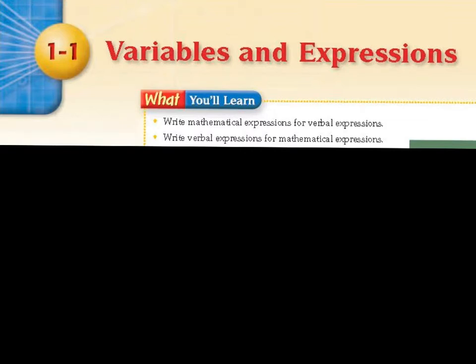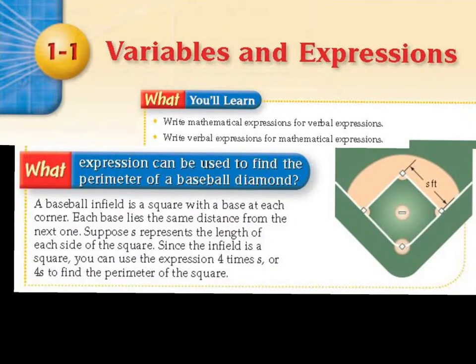The topic for Lesson 1-1 is variables and expressions. You'll learn to write mathematical expressions for verbal expressions and write verbal expressions for mathematical expressions. They connect this to a real-world problem by asking what expression can be used to find the perimeter of a baseball diamond. A baseball infield is a square with a base at each corner.